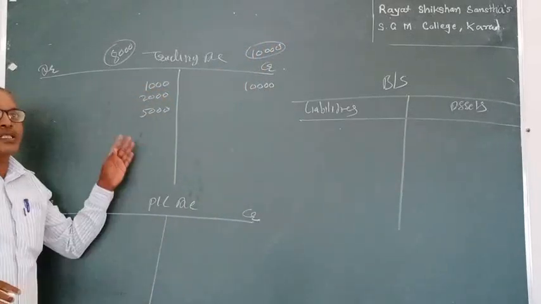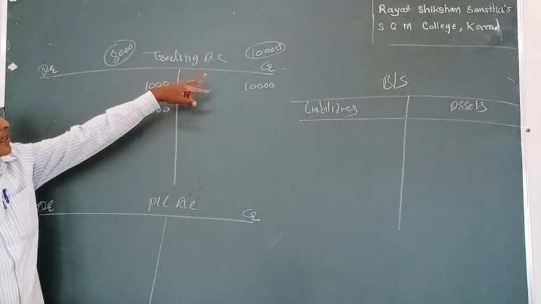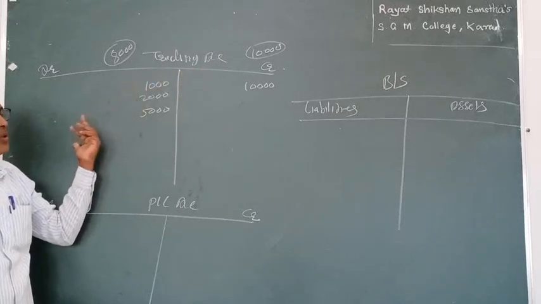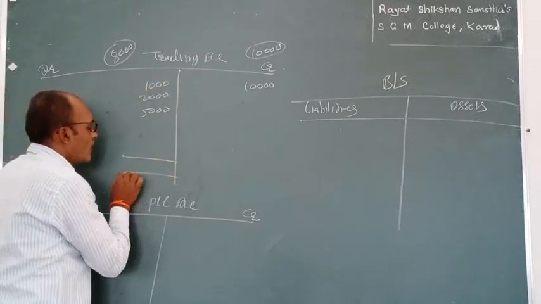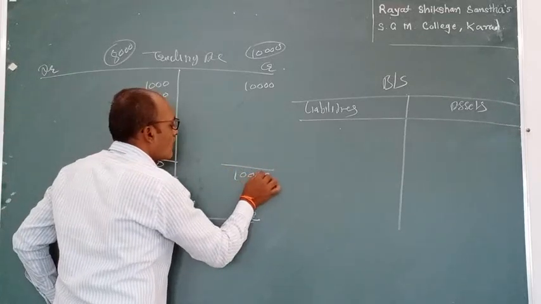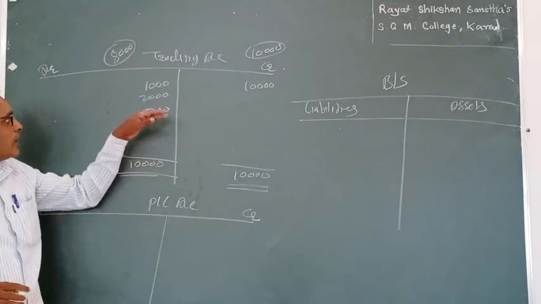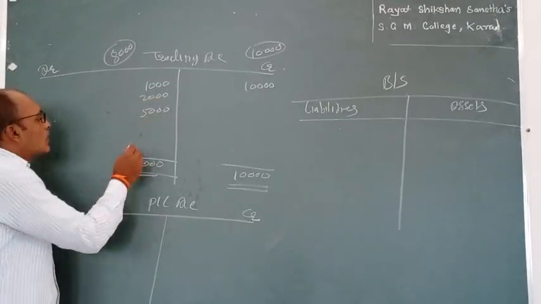In this case, the excess amount is taken on both sides. Here, 10,000 is the excess amount. So 10,000 amount is taken on both sides, 10,000, and find out the balancing figure. In this case, the balancing figure is 2,000.